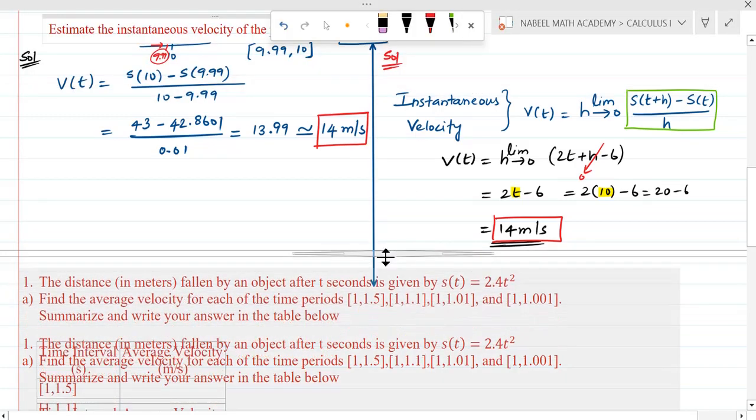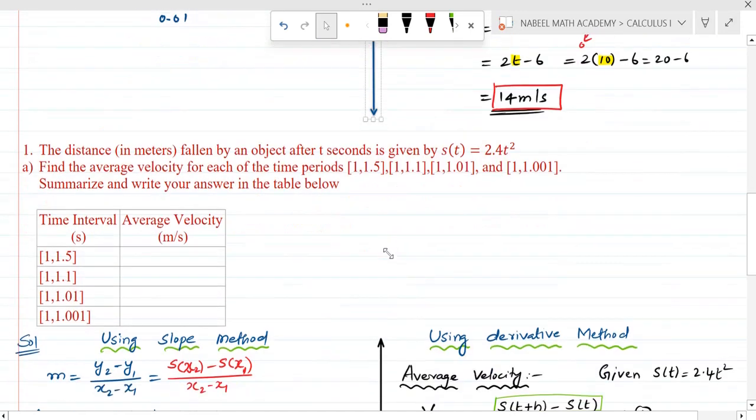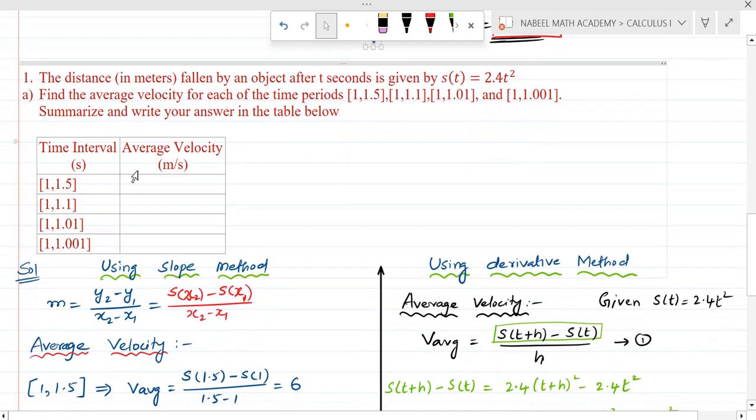One more question I have solved already, for your reference, I just explained for you. So here we will have another function, s of t is given. There are 4 intervals given, and I have to find the average velocity of the 4 intervals. So it is 1 comma 1.5, 1 comma 1.1, 1 comma 1.01. It approaches 1, right? So this is what you have.